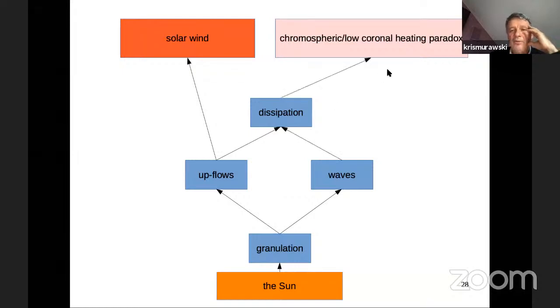So the whole system is logically presented here. We have granulation. Granulation is responsible for the solar wind and also for sustaining the chromosphere, perhaps the low corona, but still higher up in the corona, we need to find some other mechanisms to heat the top corona or middle corona.